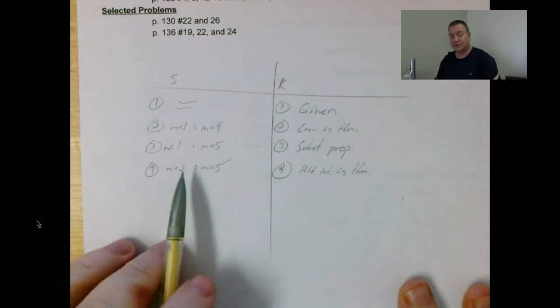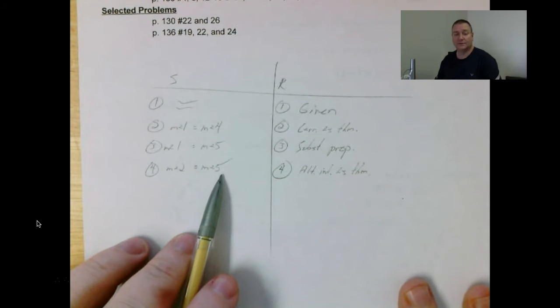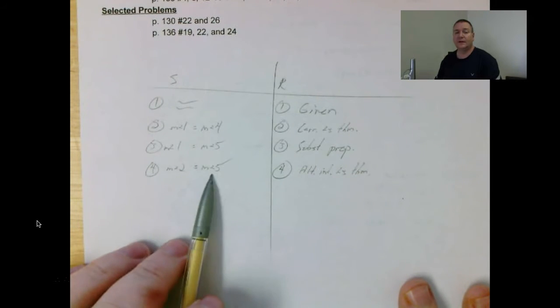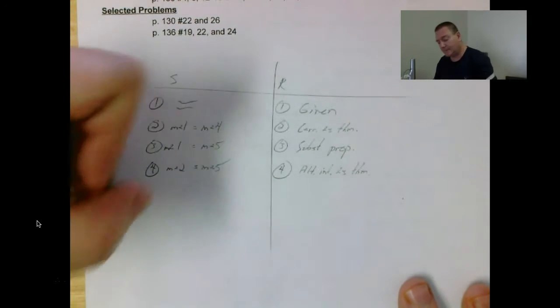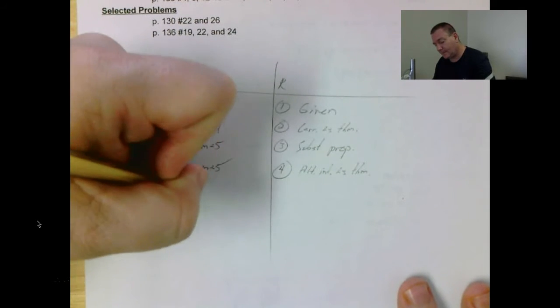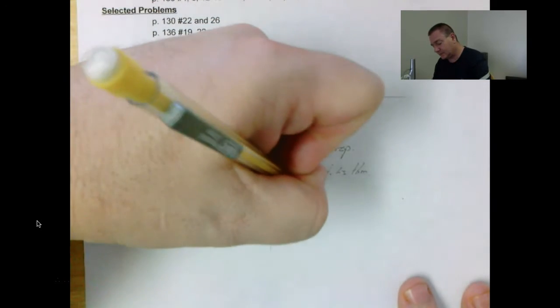Now that I have angle 2 congruent to angle 5, or the measure of angle 2 is equal to the measure of angle 5. So angle 1 is equal to the measure of angle 5. Angle 5 is equal to the measure of angle 2. This next statement's pretty easy. Measure of angle 1 equals the measure of angle 2. Substitution property.